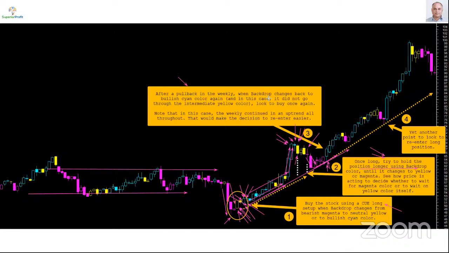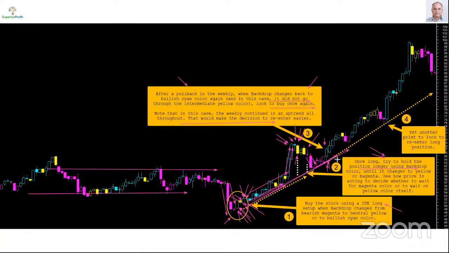Again, we will buy it after a pullback in weekly when backdrop changes back to bullish cyan color again. And in this case, it did not go through the intermediate yellow. So that was a very bullish reversal in terms of momentum. Look to buy again. Note that in this case, the weekly continued in an uptrend all throughout. That would make the decision to re-enter easier.